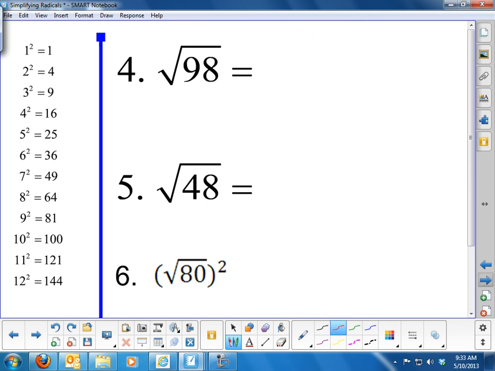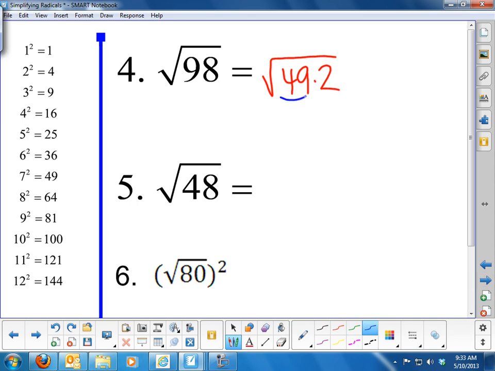Okay? Now, let's do just a couple more here. Let's do the square root of 98. What's the largest perfect square that goes into 98? If there are multiple perfect squares that are a factor of a given number, you always want to pick the largest one, okay? Your answer is not going to be fully simplified until you have picked the largest perfect square. So what's the largest perfect square that goes into 98? That would be 49. That's 49 times 2.